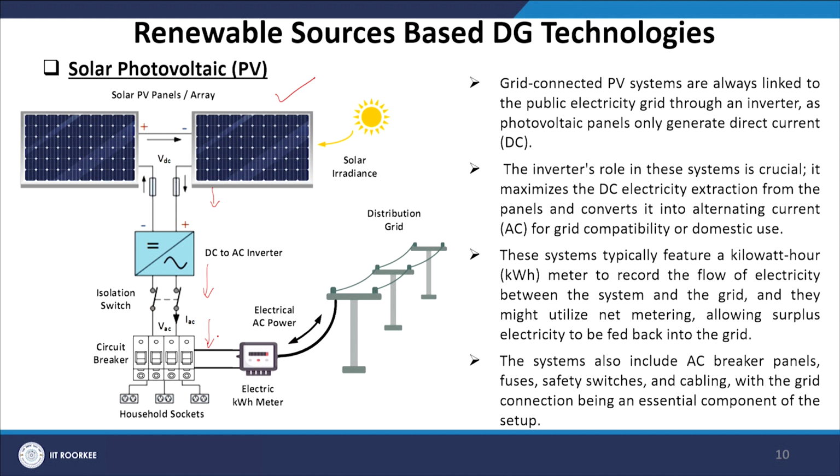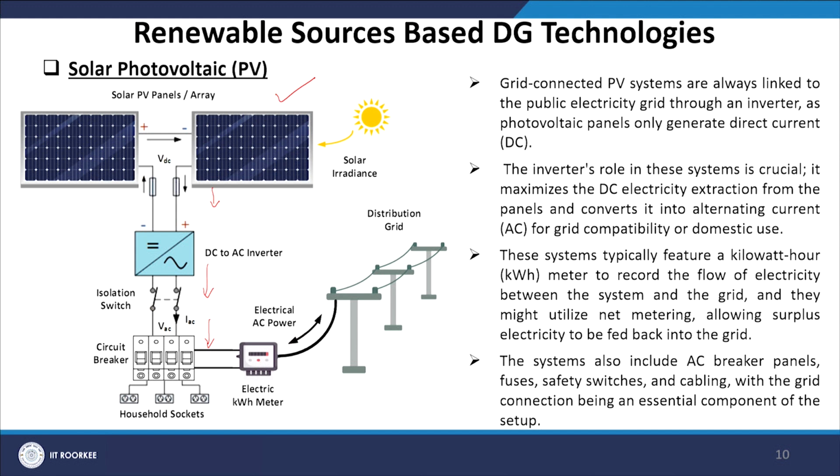But if it is quite enough, not to consume locally, then probably this can be fed back to the distribution grids. Depending upon the size of the solar photovoltaic or the magnitude of energy that is available to me at different voltage levels, this solar photovoltaic energy can be penetrated into different voltage levels of the distribution systems.